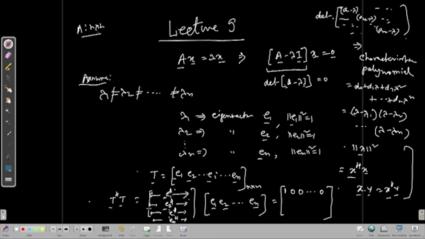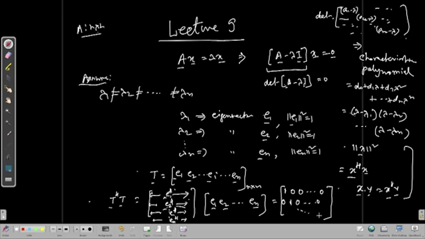Then E2H E1, that will be this guy. Again, it is 2, it is 1, and the corresponding eigenvalues are distinct. So for E2H E1, which is the dot product between E2 and E1, that will be 0. Then E2H E2 is the norm square of E2, which is again 1. Then E2H E3 is 0, dot dot dot, E2H En is 0.